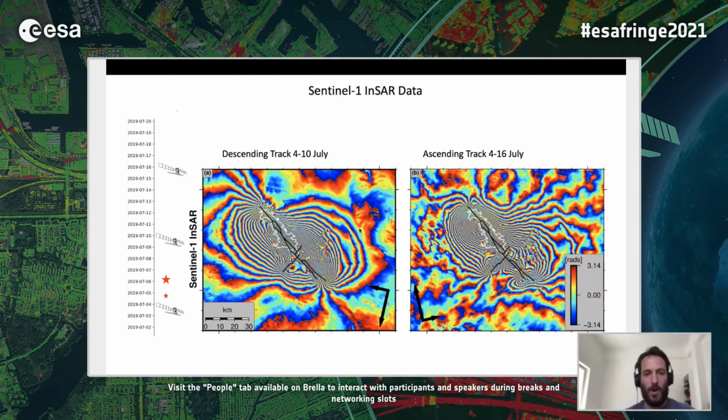So our prime data set will be Sentinel InSAR data, where we have a descending and ascending track, which give us very nice InSAR images.